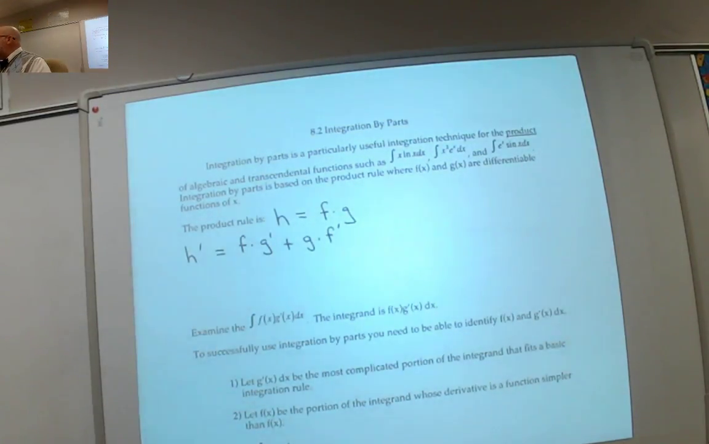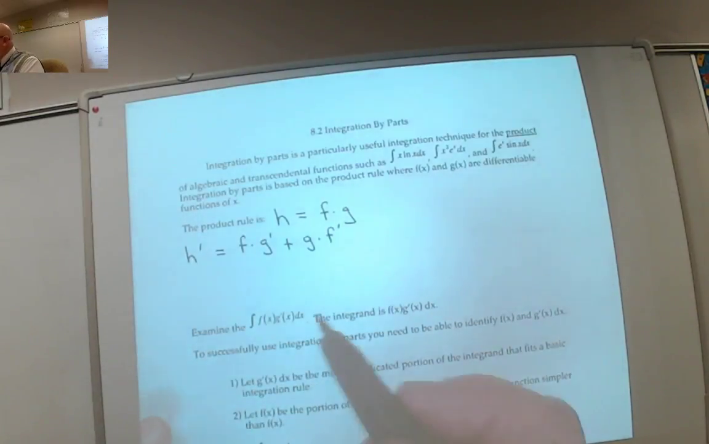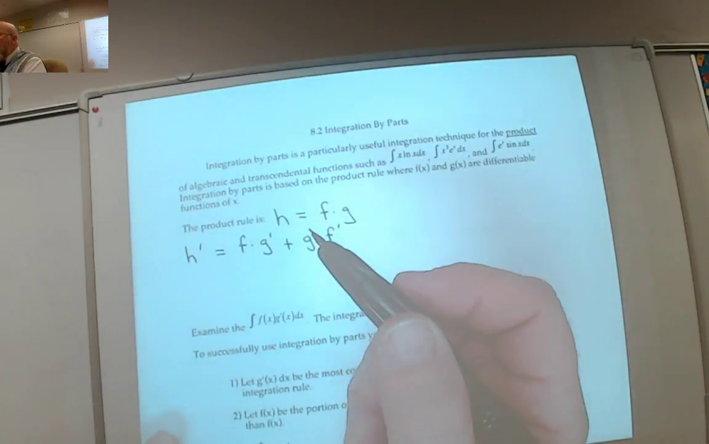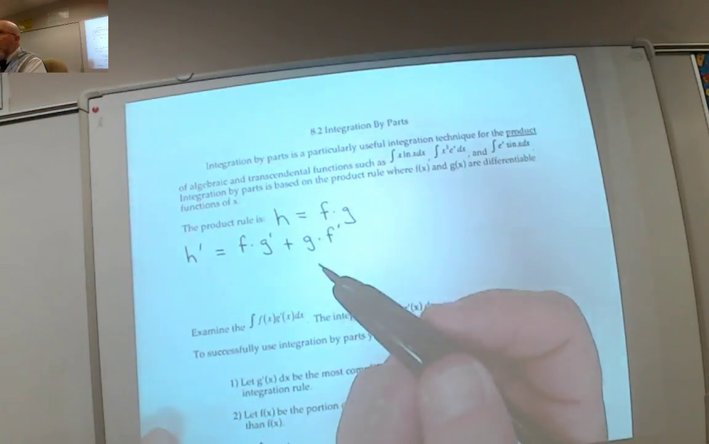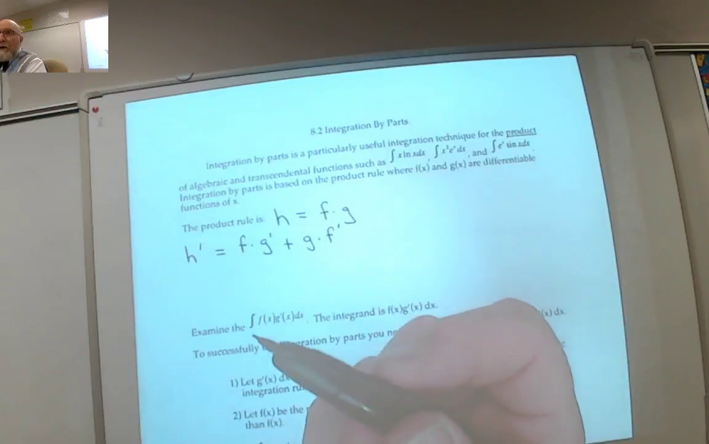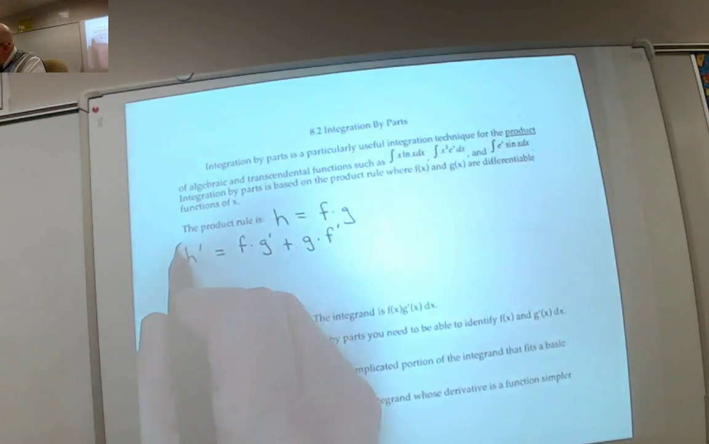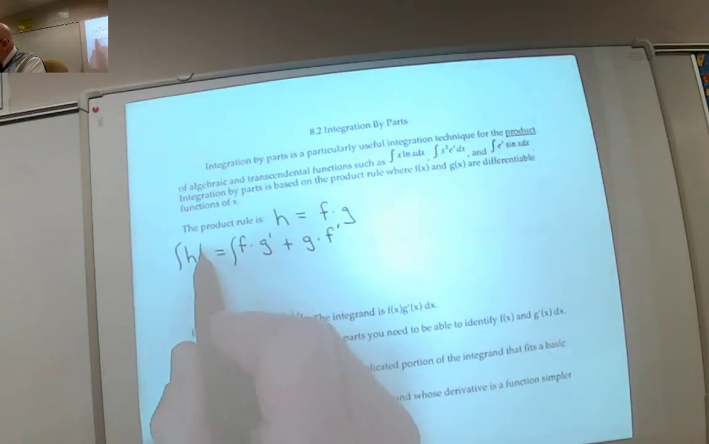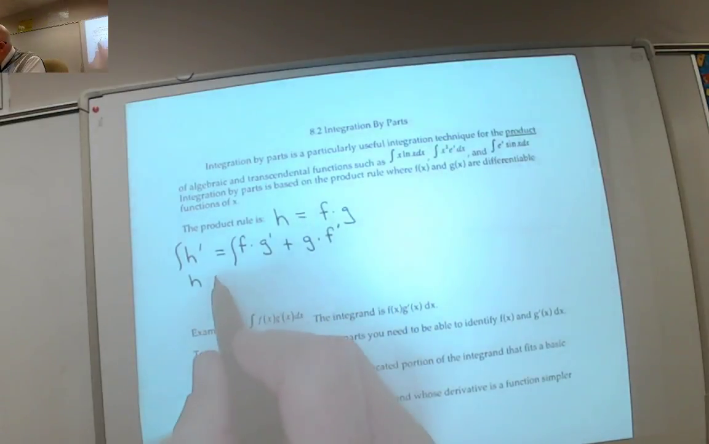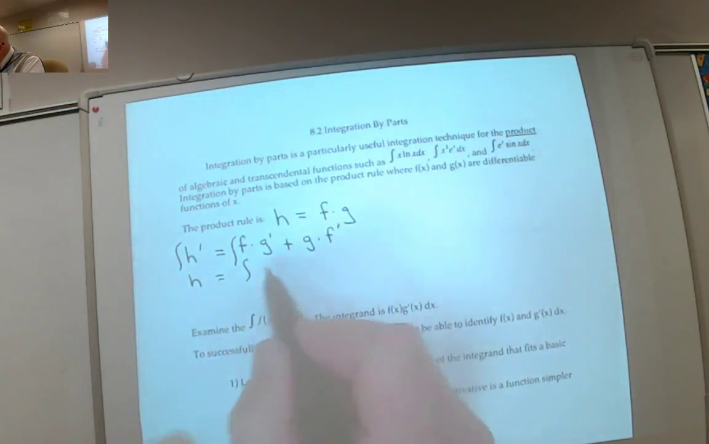Everybody okay with that? What I'm going to do now is work my way backwards, and take the antiderivative, because we're trying to find a process in which we figure out an antiderivative. So I'm going to take the antiderivative here. And if h prime is the derivative of h, that means the antiderivative of h prime is h, correct? And I can break this up as two separate integrals.